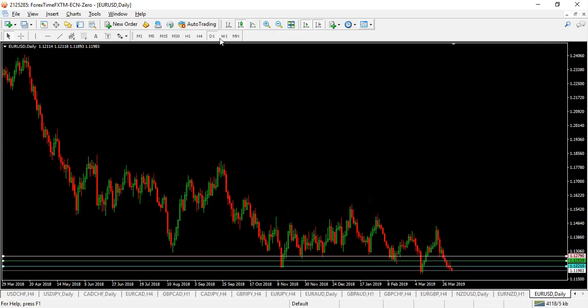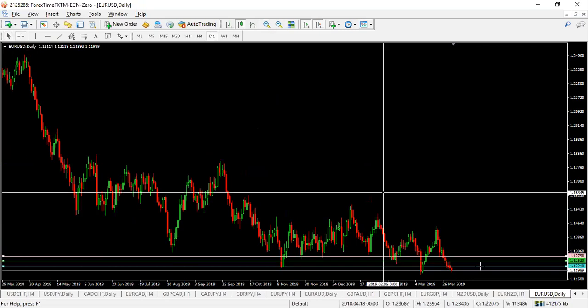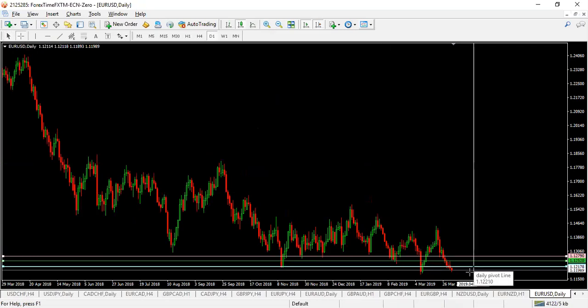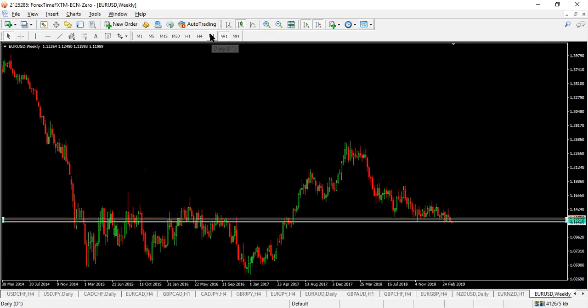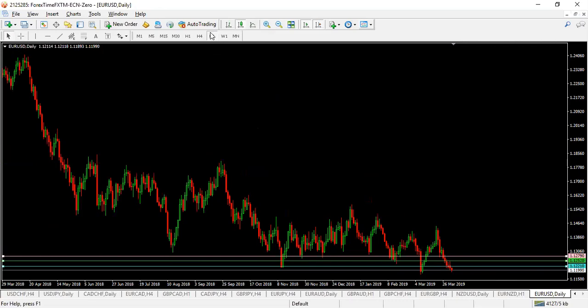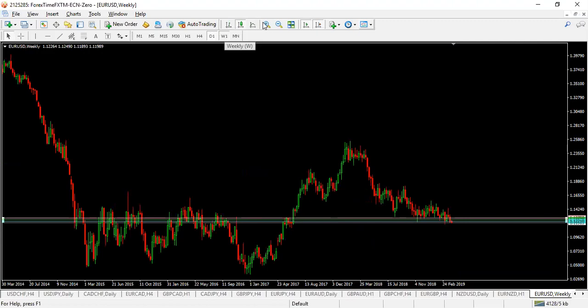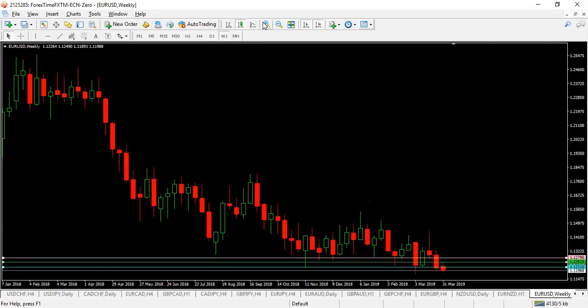First of all, let me look at the pip difference from the daily to the current price. This is the daily to the current price. It's about 35 pips here. Since I'm working with the monthly, weekly, and daily, what I'll actually do is look at the middle time frame, which is the weekly. And when I look there, it has already broken below.